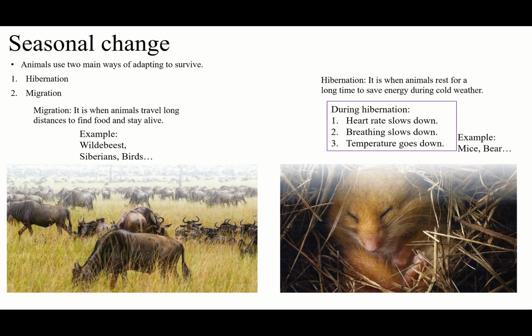In this place of the earth, there is not enough food for them, so they are going to migrate, they are going to travel to another place where there is rain and new grass, and new food is going to be there. So that's called migration. Migration is when animals travel for a long distance for what? For finding food, to stay alive.